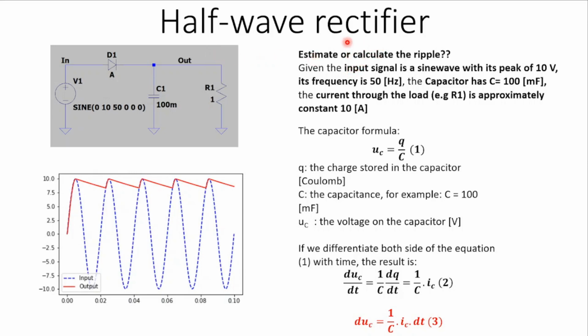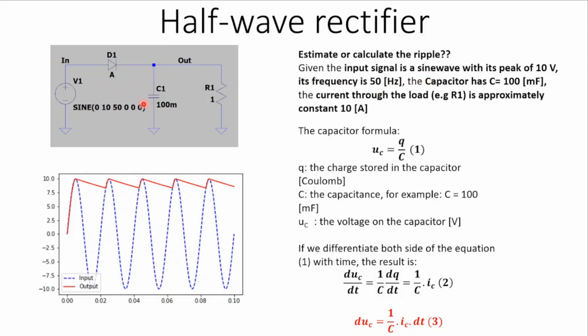A normal question that we could have related to this kind of circuit is, for example, to calculate or estimate the ripple. Looking at this graph, the ripple is the value of this voltage transient here. This is the ripple. Suppose the input signal is a sine wave with a peak voltage of 10 volts, and the frequency of the signal is 50 Hz.